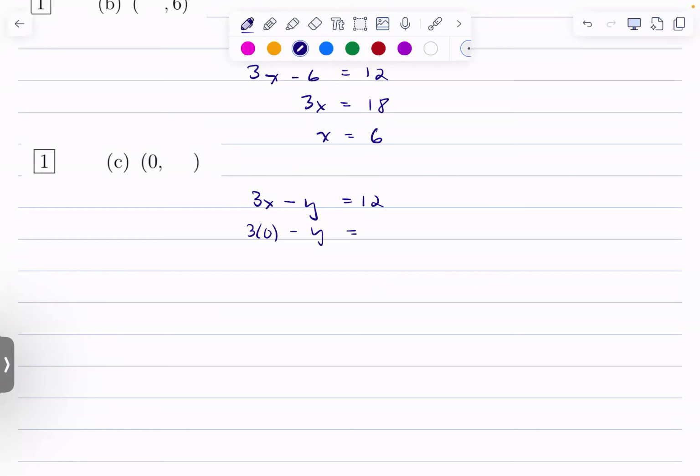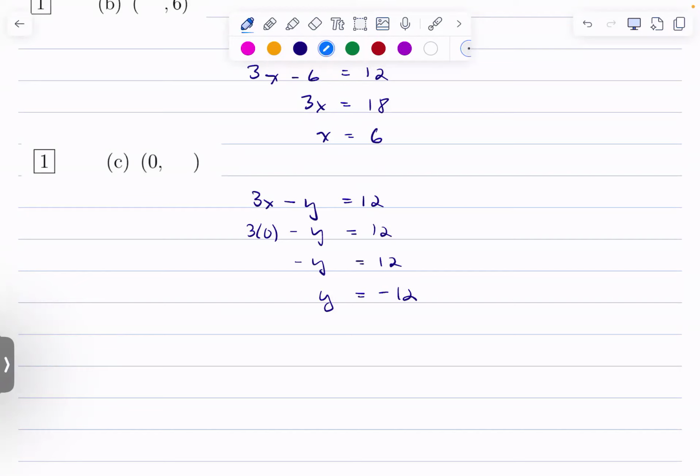Times 0 minus y is equal to 12. So negative y is equal to 12. So y must be negative 12. Don't forget that negative. But besides that, nothing crazy.